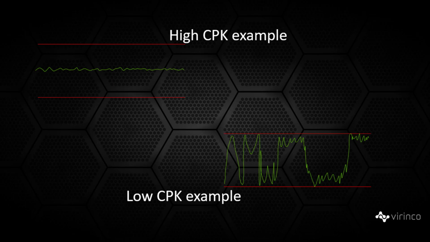the example on the top with high CPK, or process capability index, comes when you have a high ratio between these test limits and the standard deviations of your measurements. But in the example below, where you have a low ratio between these, you will also get a lower CPK, process capability index.